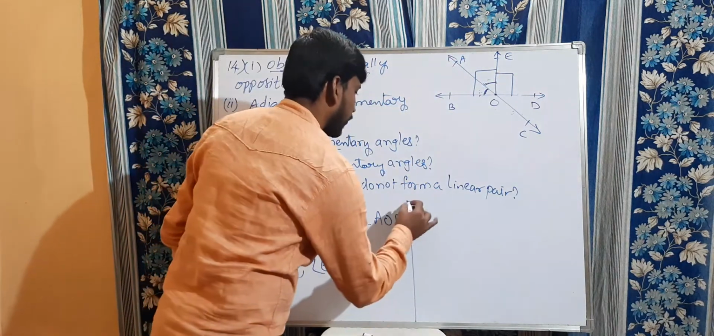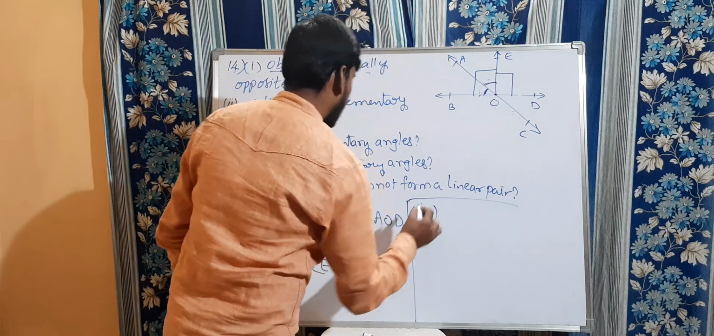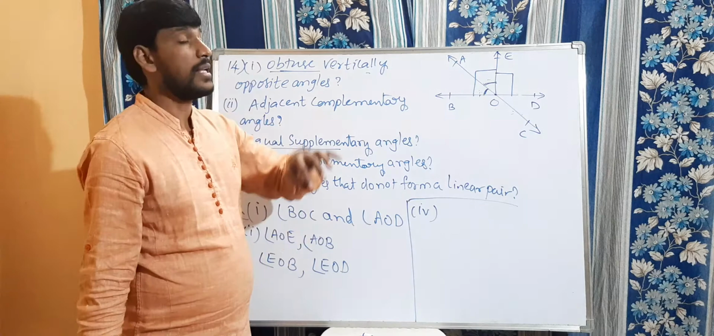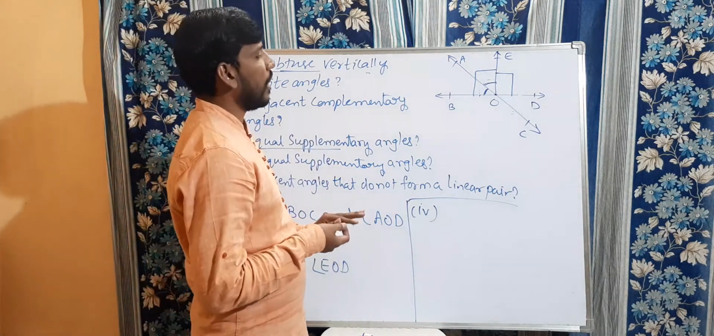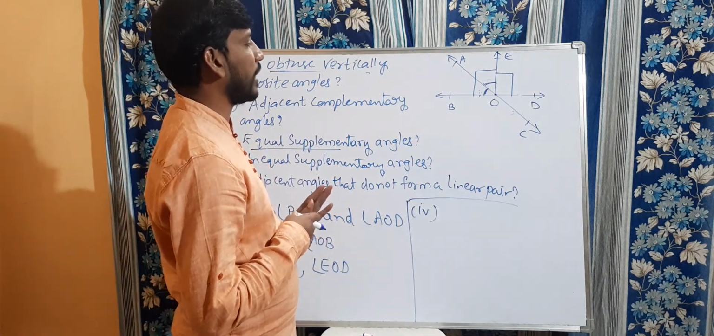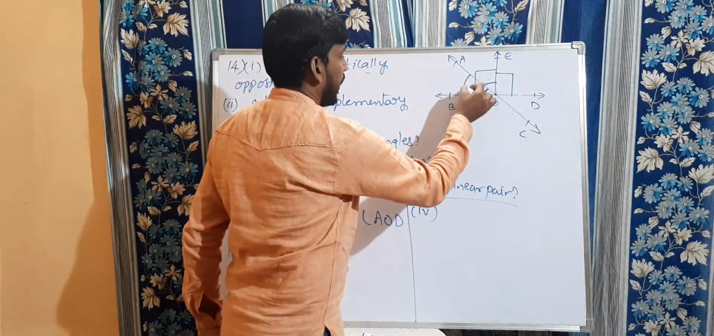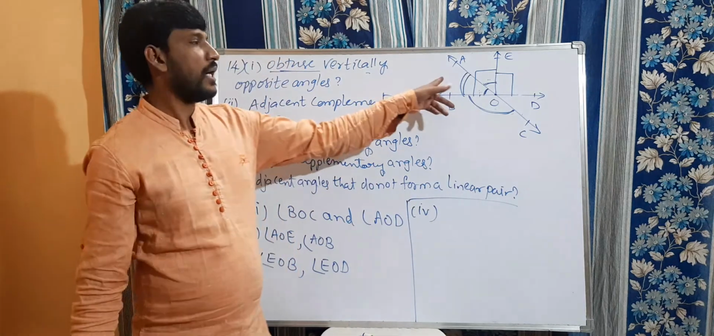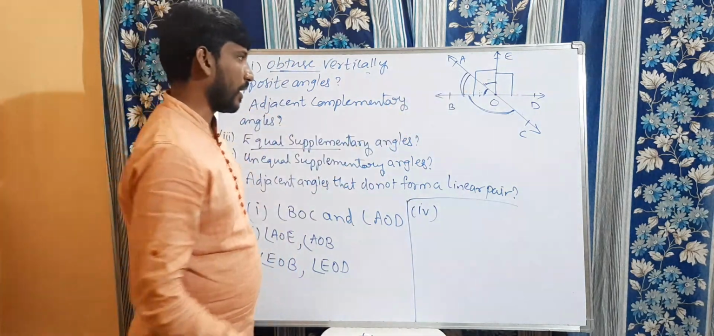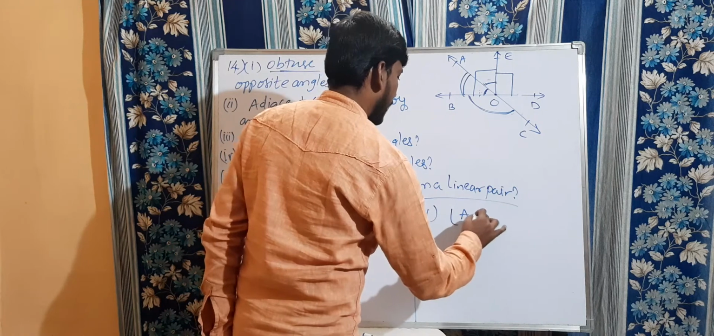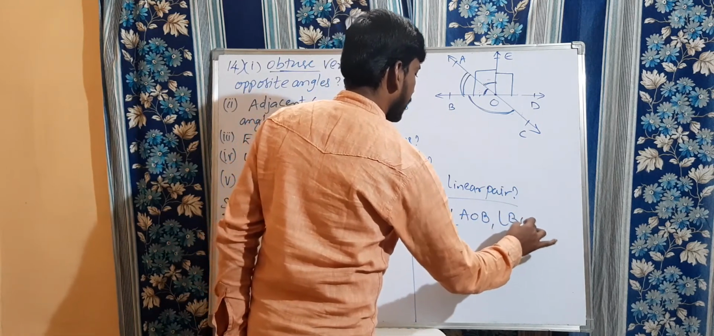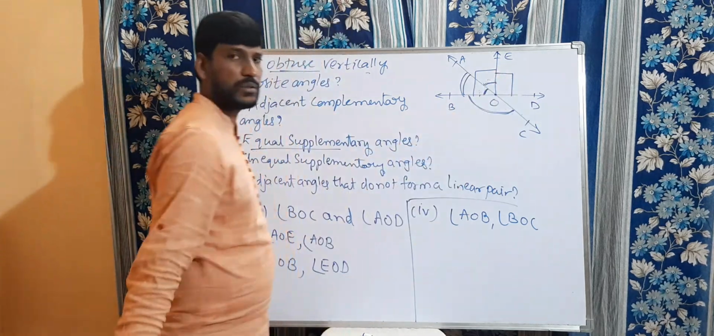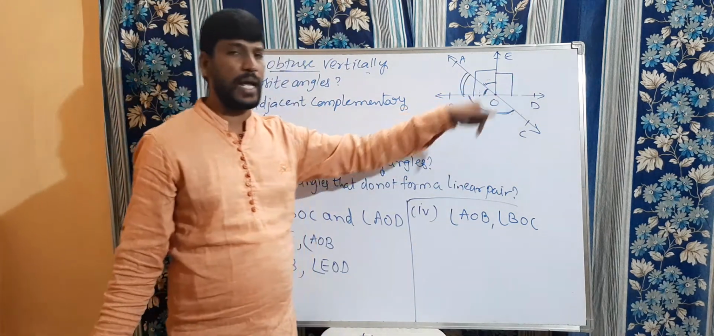Next is the fourth one. The fourth one answer is unequal supplementary angles. For unequal supplementary angles, we need to take AOB and BOC. The sum of these two will become supplementary. Both are unequal. So that is angle AOB, angle BOC. You can take another one also. You can take COD and BOE also. Those pairs are also unequal supplementary angles.